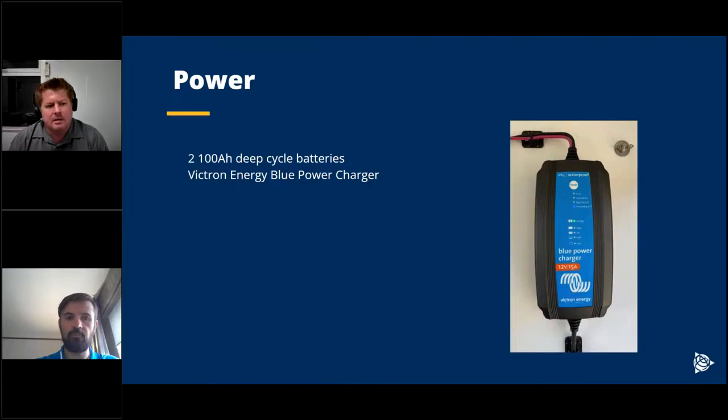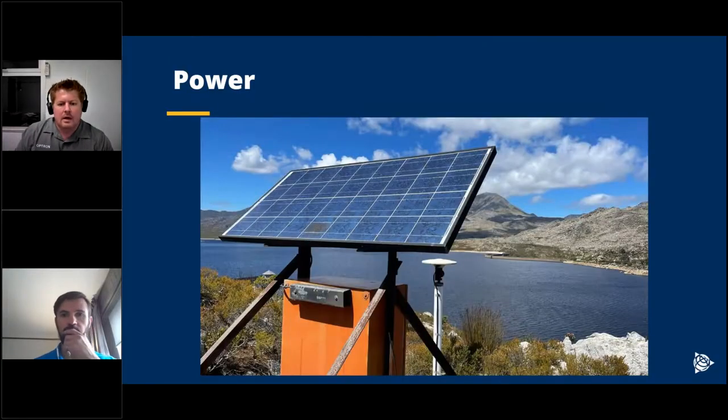Then for power, as I said earlier, we've got 200 amp hour deep cycle batteries and a Victron Energy BluePower charger. And then at one station, or at two stations, we don't have full-time electricity, so we have solar solutions installed at those stations.